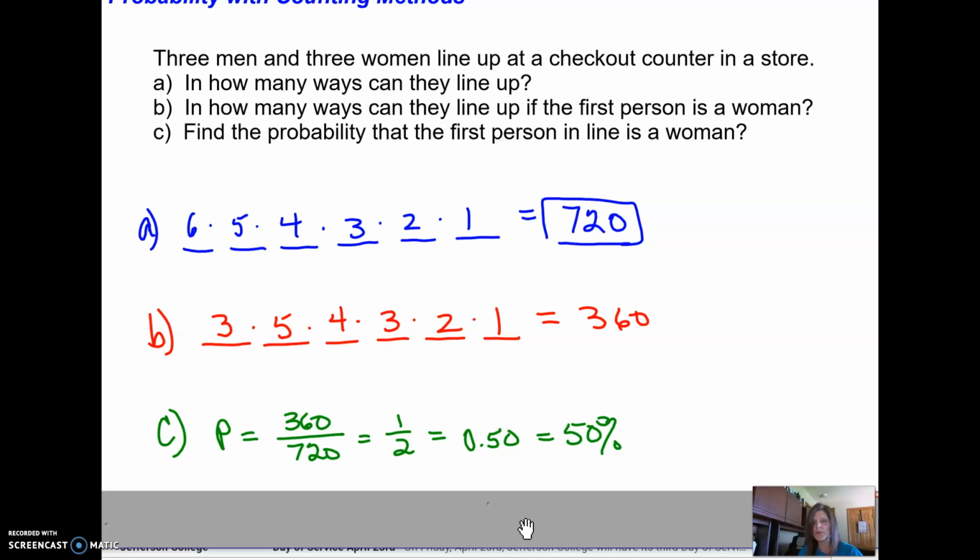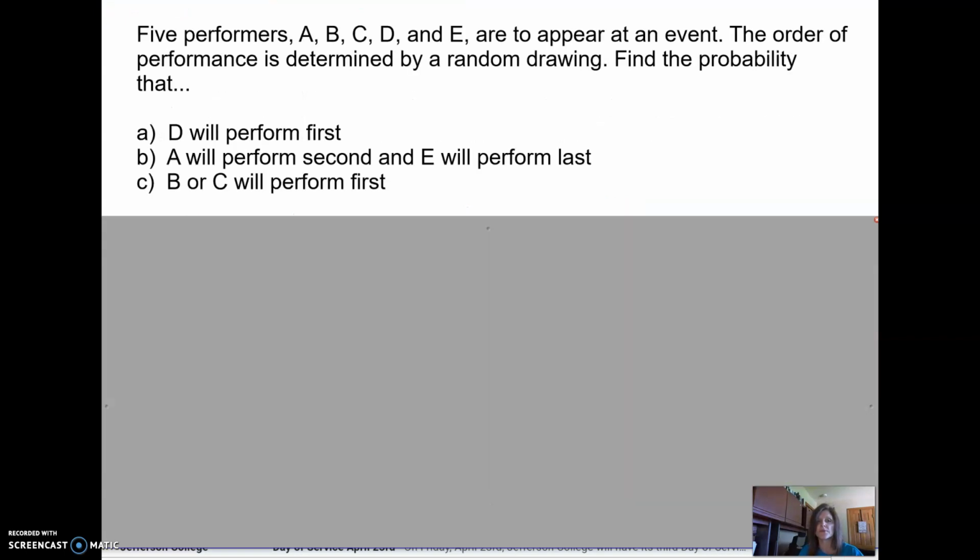Okay, so those are pretty much the 3 steps. Figure out how many total possibilities there are, how many favorable outcomes there are, and then do that division problem to get your probability. So in other problems, that's going to be assumed that we know those steps. So let's take a look at a few of those.